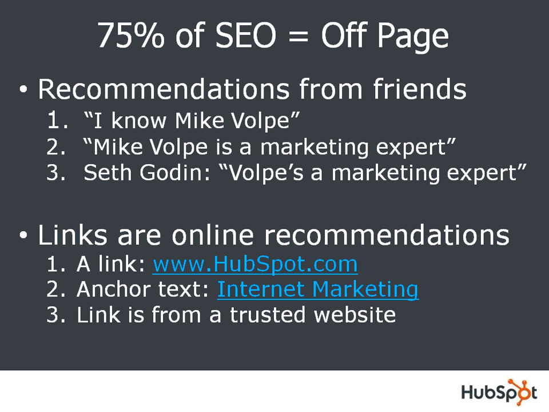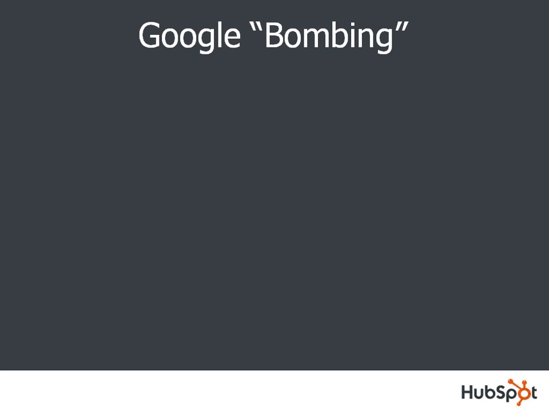That's great. And then the final piece is how much the search engine trusts that website. Is it from your personal blog or your personal website, or is it from CNN.com? If it's from CNN.com or Yahoo.com, that's a really, really powerful link because the search engine is going to give that link a lot more weight. So that's just like Seth Godin telling you that Volpe is a marketing expert.